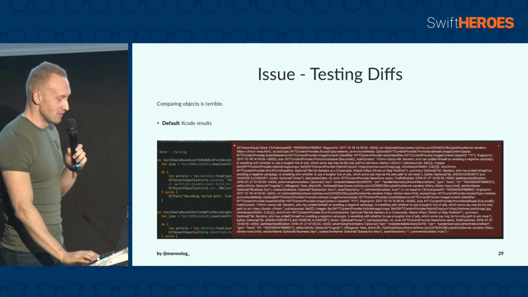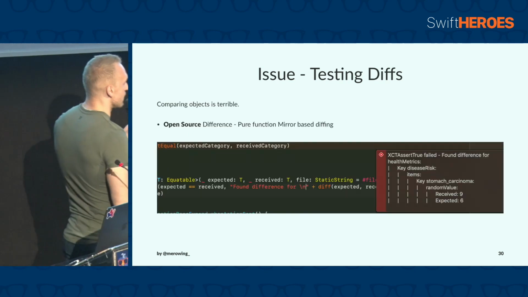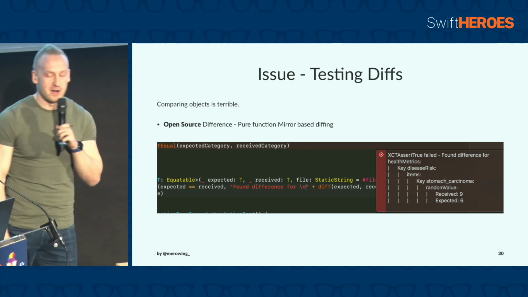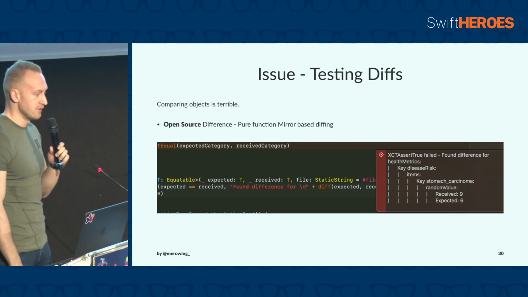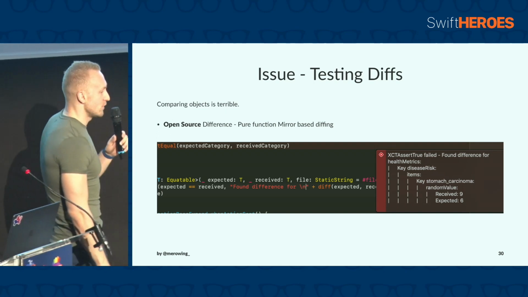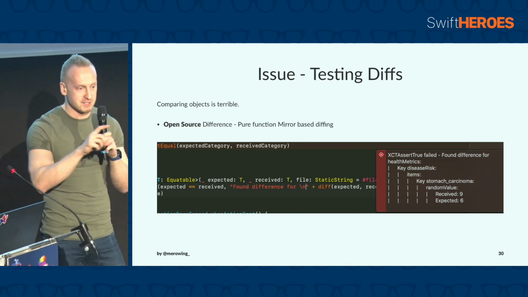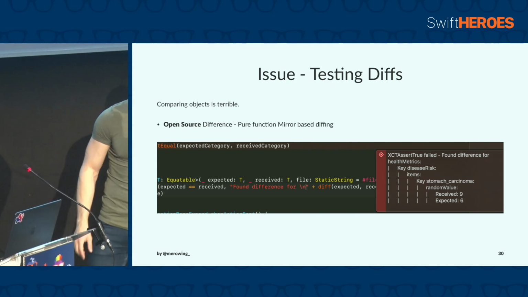Yeah, that's the problem. So I built this small framework called Diffs. It's a single file, mirror-based API. If you include it in your project, this is the kind of information you get instead. It tells you exactly which key at which place in your structure differs and how it differs.